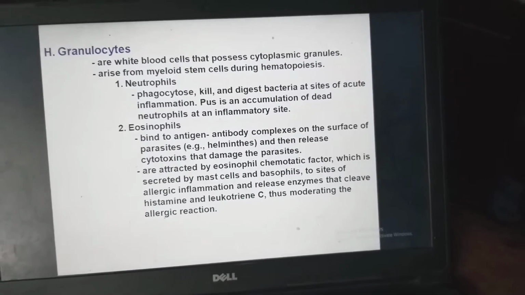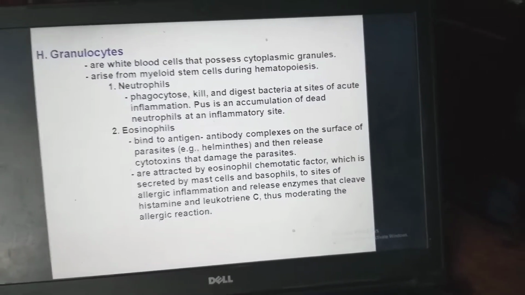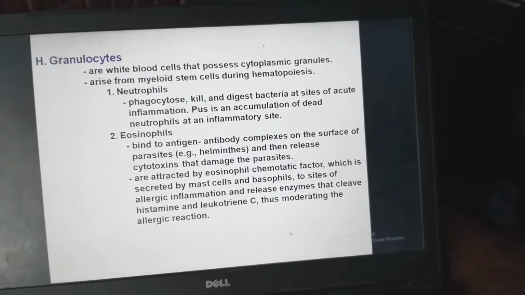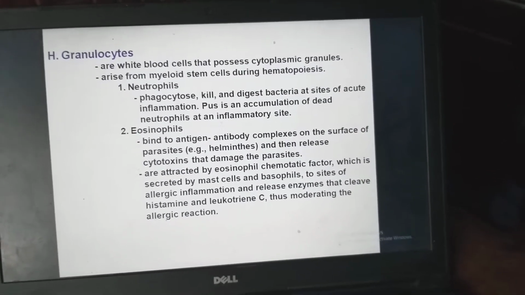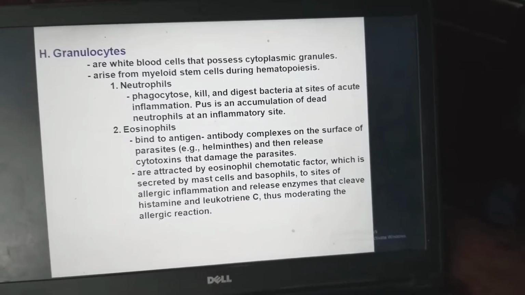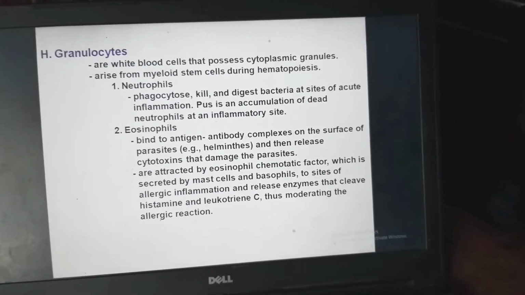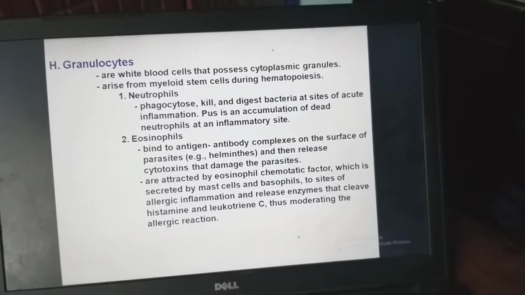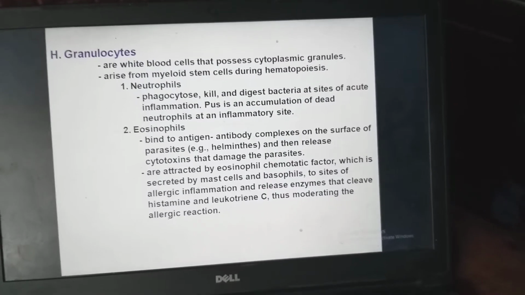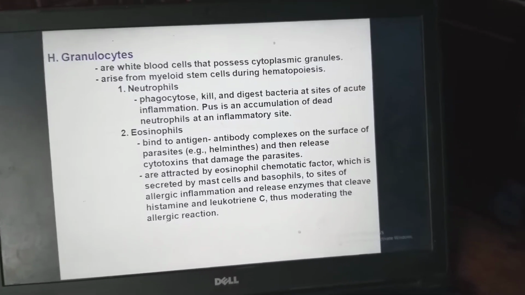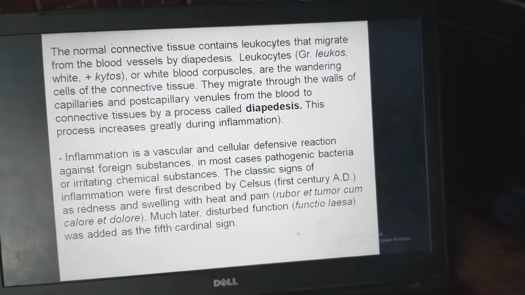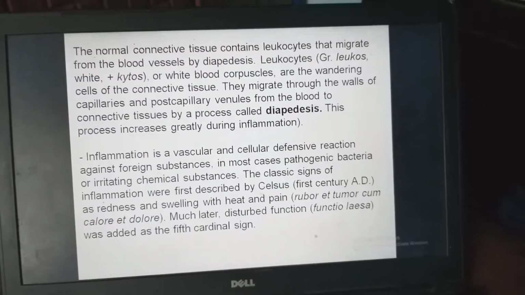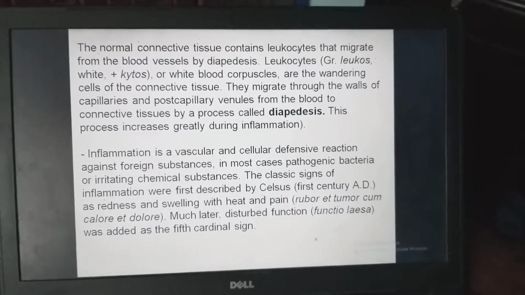The other are granulocytes, those which have granules. They are neutrophils, eosinophils, and basophils. Neutrophils are going to kill bacteria, digest, and phagocytose. Eosinophils, their major function is to kill parasites like helminths, and they release cytotoxins that damage the parasites. Good.